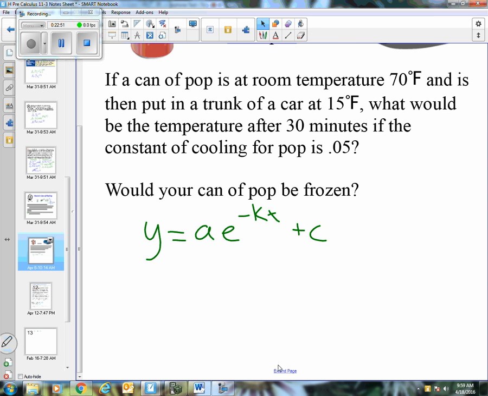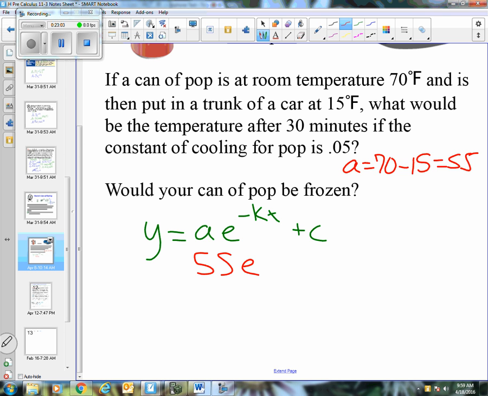Plus C. All right, so the amount it has to cool. So it's going from 70 degrees in Cub down to 15 in the trunk of my car. So it has to cool down 55 degrees. So that's the amount it has to cool. That would be like that y-intercept. So it's going from the starting temperature down to that C value, whatever that surrounding temperature is. My constant of cooling is 0.05.